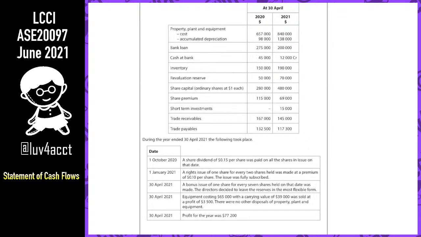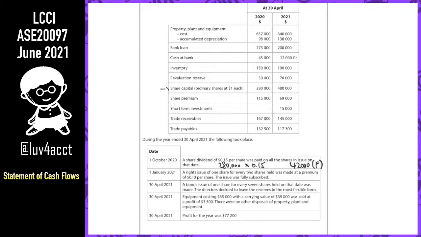On 1st of October, there is a share dividend of 0.15 per share paid on all the shares issued. So we go to share capital. The par value is $1 each, and at the beginning of the year, we have 280,000. So 280 multiplied by 0.15 is 42,000. That is dividend. Dividend is in the financing activity, and it is negative, a payment.